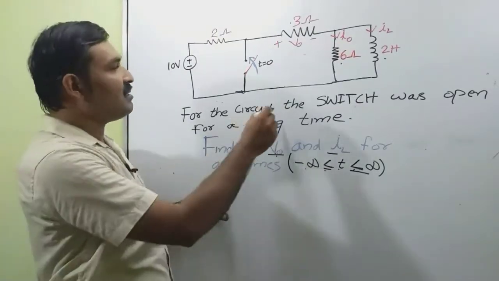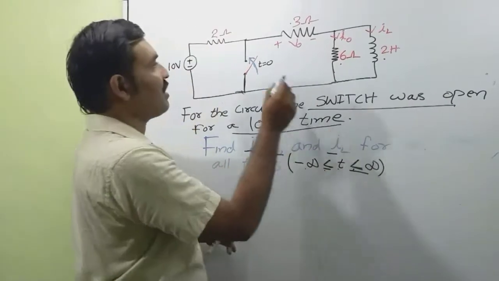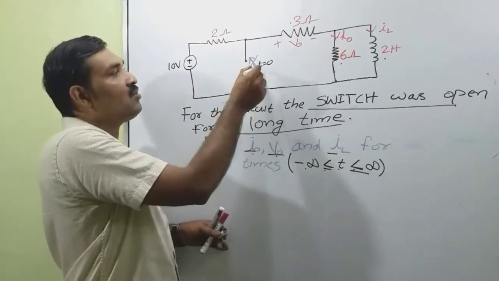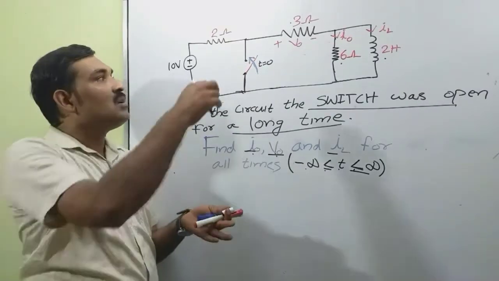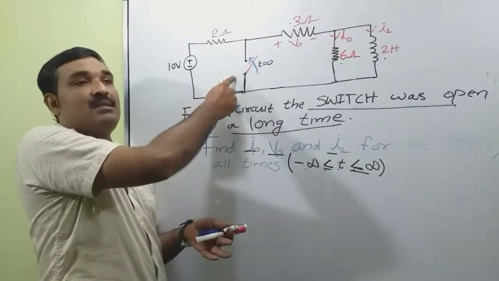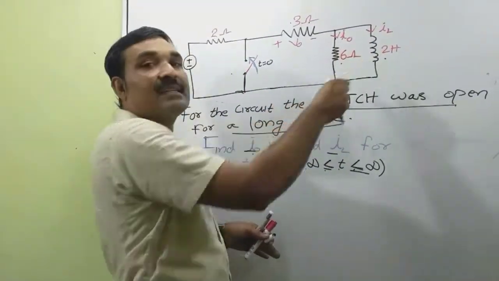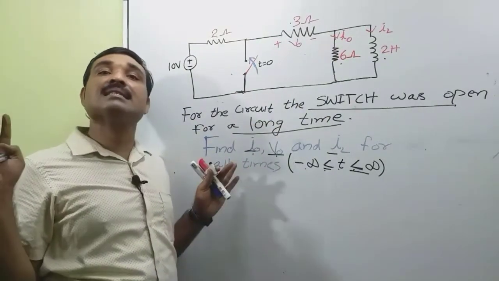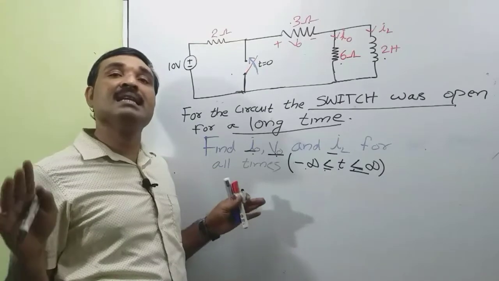The statement says the switch was open for a long time. At t equal to 0, the switch is closed. So for t less than 0, the switch remains open, so no current will pass through it. Since the switch is open for a long time, that means the inductor is in steady state condition. So we can draw the equivalent circuit for t less than 0.